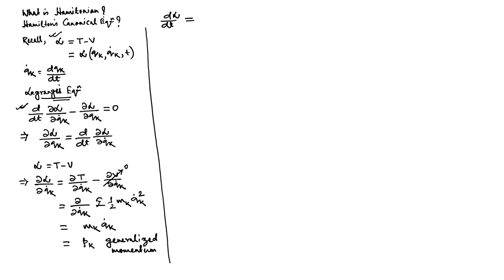Now, what we know is that the Lagrangian is a function of q k, q k dot and t. So, if I differentiate with respect to t, I can definitely apply the chain rule. So, what we will have is the first term, then the second term will be the partial differential of L with respect to q k dot and then the derivative of q k dot. So, that will be q k double dot, plus the partial differential of L with respect to t.